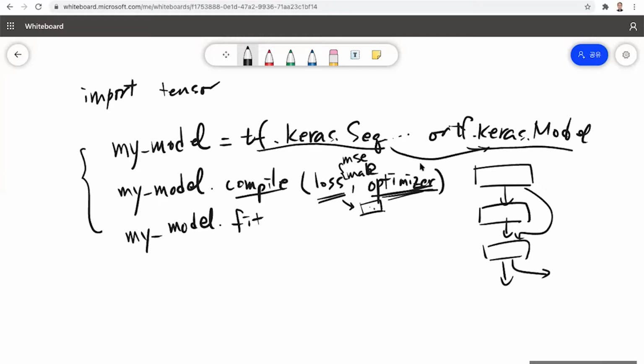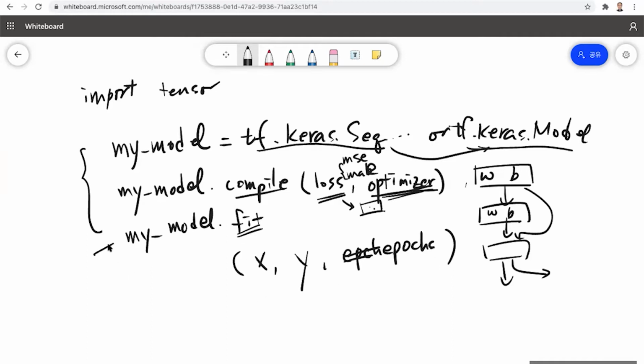So once you have the structure of your model, and once you provide your model the loss function and optimizer, then you need to actually provide the data to your model so that it will calculate the weights and bias here. So that is the 5th step. You should provide what your X is and what your Y is, and then how many times you are going to run. So it's epochs. So that's the meaning of the fit.